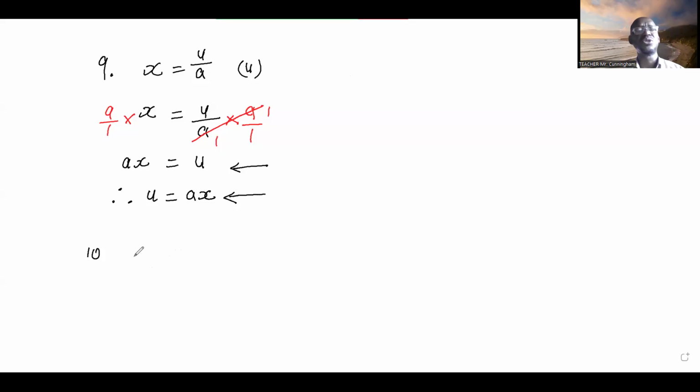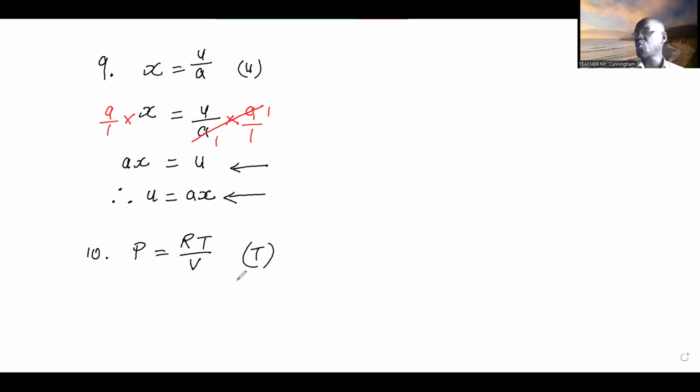All right, so number 10. Number 10 is P equals RT over V. We're finding for V. No. We're finding for T.